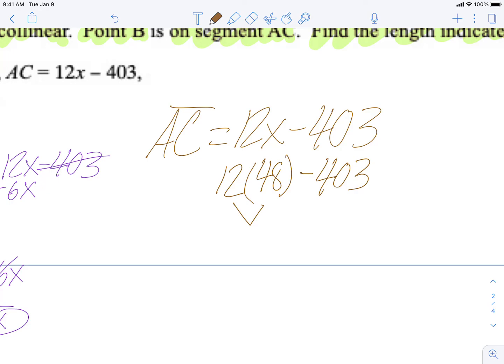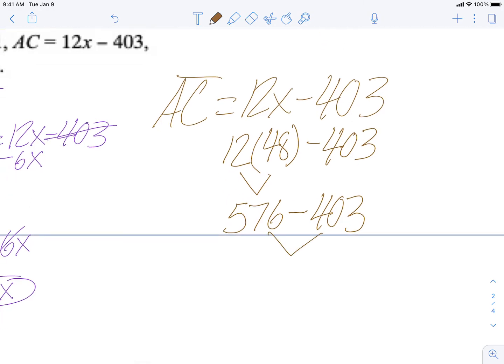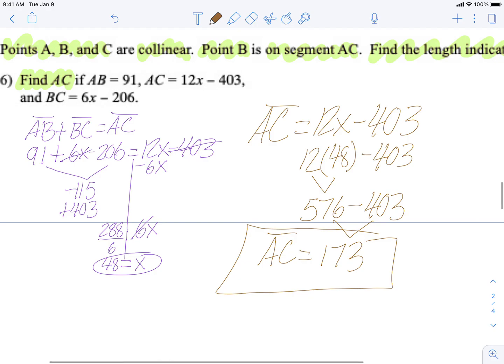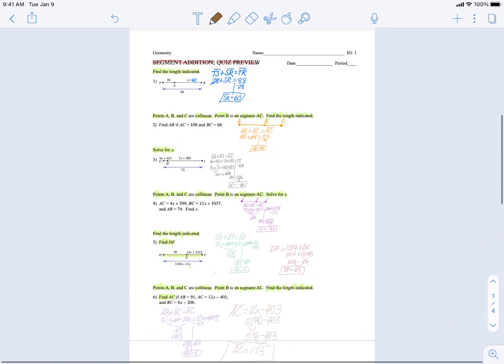48 times 12 in my trusty calculator is 576. And minus 403. 576 minus 403 is equal to 173, which is equal to AC. And that right there, kiddos, is my final answer. That is my final answer. And this is your quiz preview for segment addition.